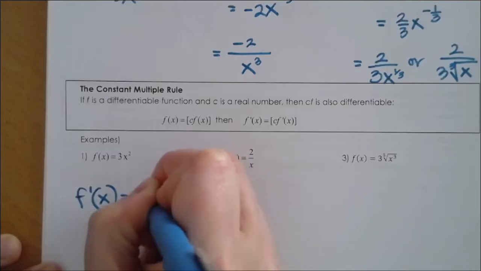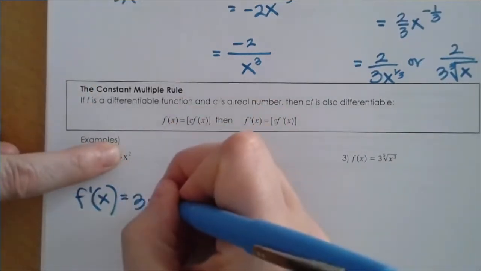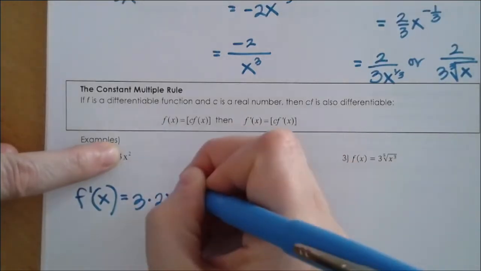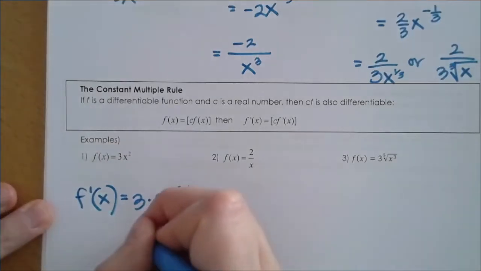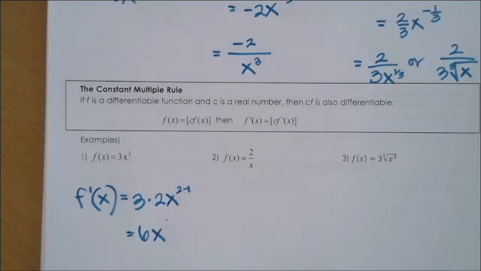So 3 times the derivative of this, which would be 2x to the power of 2 minus 1. Well, 2 times 3, that's 6. And then x to the power of 1. You can write the 1 or not. It doesn't really matter. So that coefficient is really just following along, and we multiply with it.